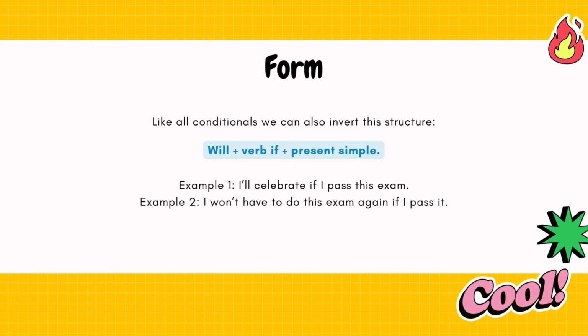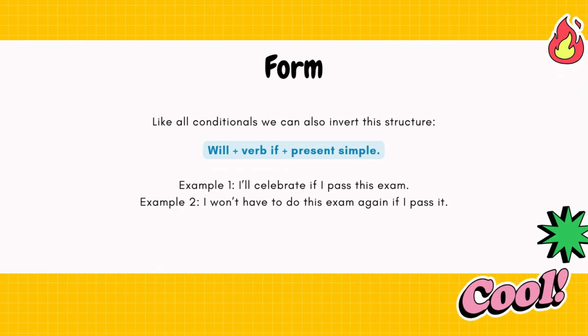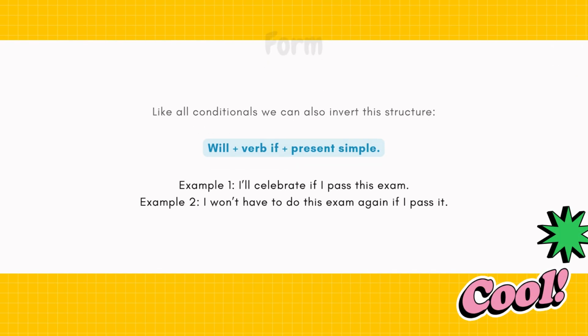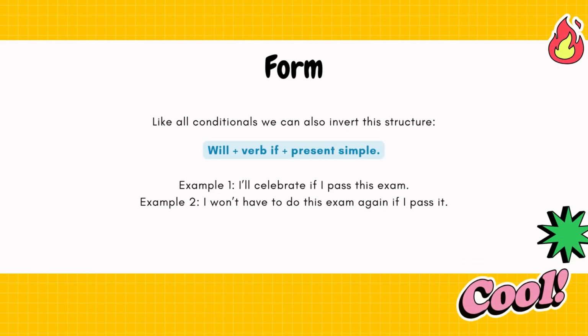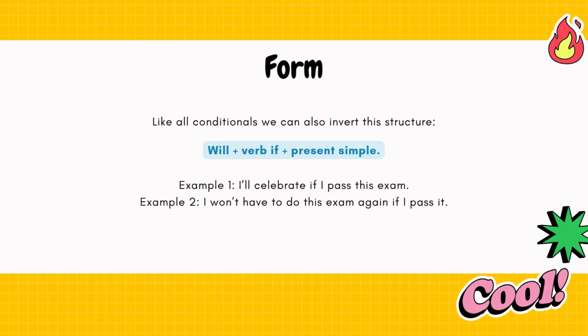Form. Like all conditionals, we can also invert this structure. Will plus verb, if plus present simple. Example 1. I'll celebrate if I pass this exam. Example 2. I won't have to do this exam again if I pass it.